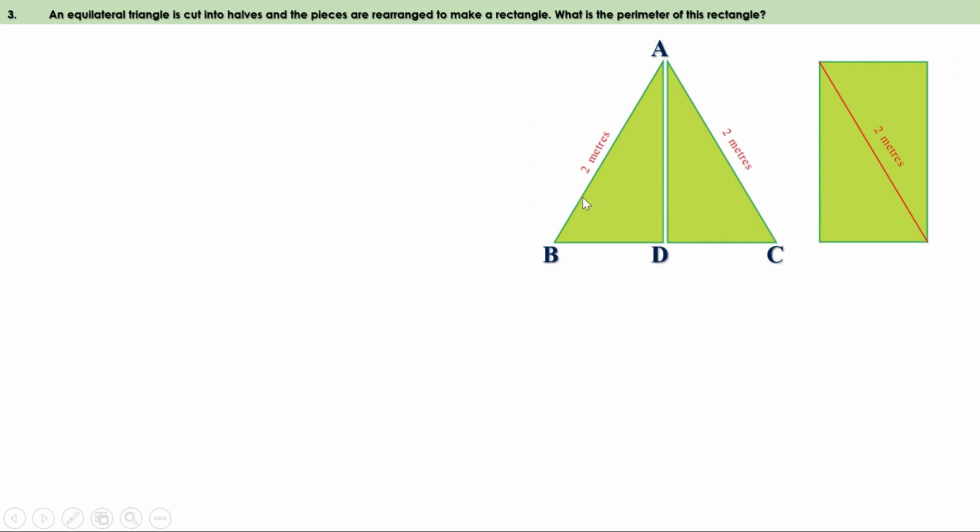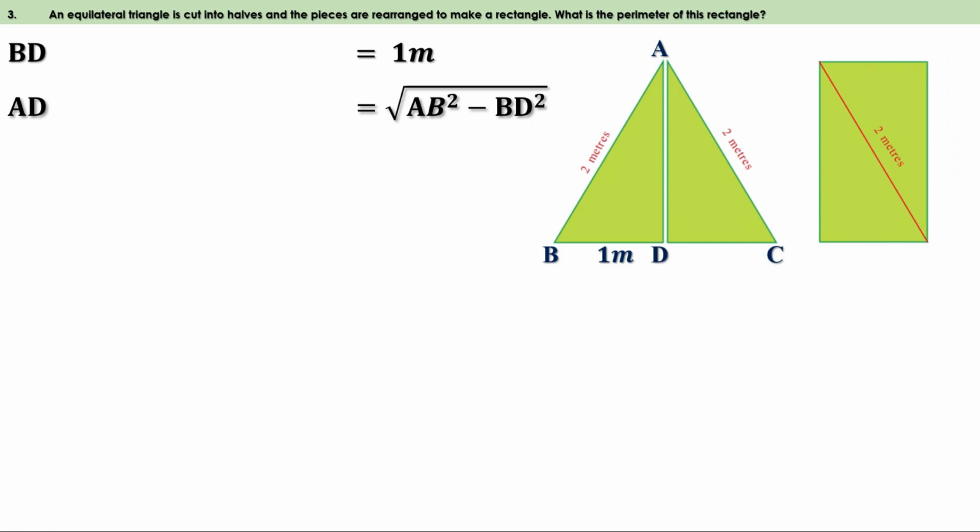And the triangle is cut into two halves, therefore BD must be 1 meter and CD is also 1 meter. Now in triangle ABD, we have the hypotenuse and base, so we can find the altitude. We know altitude equals the root of hypotenuse square minus base square. That is, AD equals root of AB square minus BD square.